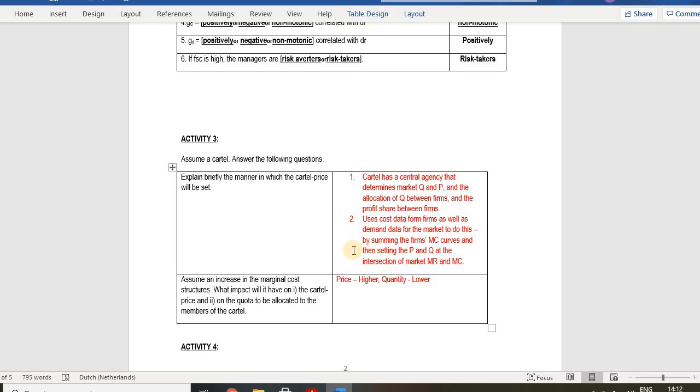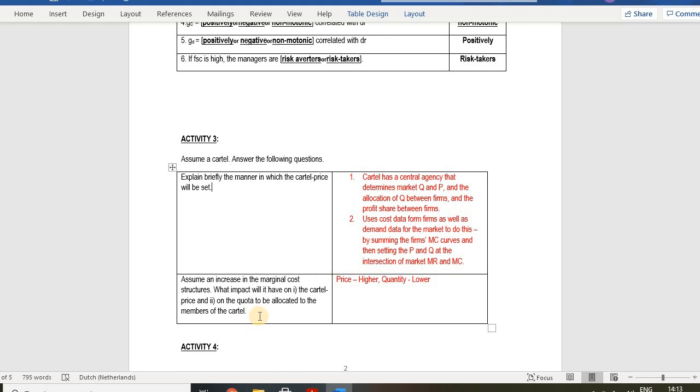Okay, so to set prices also, they use cost data from firms as well as demand data for the market, doing this by summing the firm's marginal cost curves and then setting the price and quantity at the intersection of marginal revenue and marginal cost.